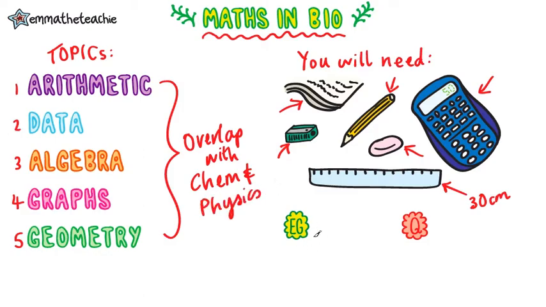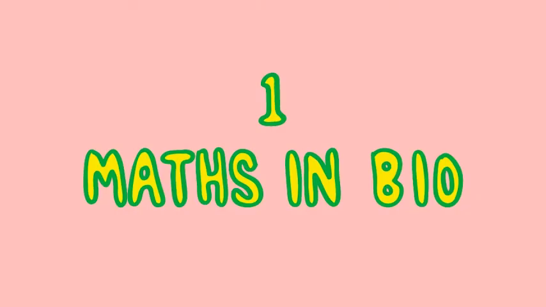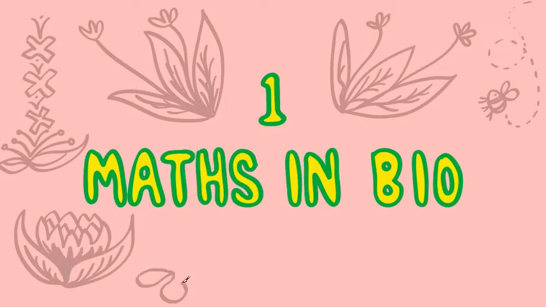Okay, there are some symbols you're going to see. The EG means I'm going to take you through an example, so you can just watch and follow along. And the Q means that it's a question for you, so you can pause the video, give it a go, and then press play, and we'll go over it together. Number 1, maths in biology.